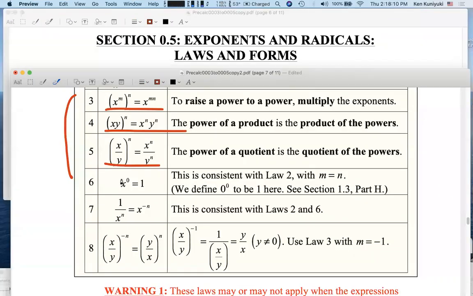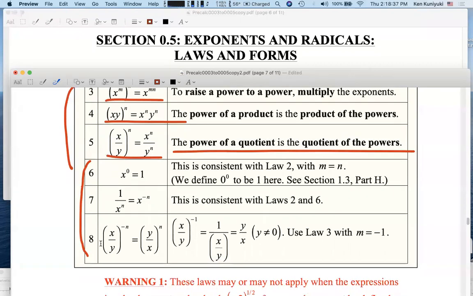Once again, the power of a quotient is the quotient of the powers. You share the exponent. Now again, you do not share the exponent if you're dealing with addition or subtraction. That does not work. The square of x plus y is not x squared plus y squared, but it does work for multiplication and division. Next up, we're going to look at 3 laws that may not be as obvious to you.